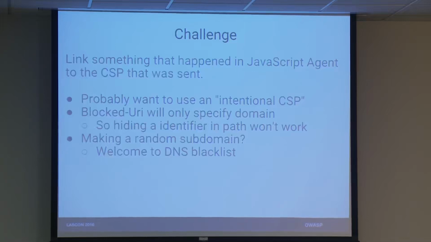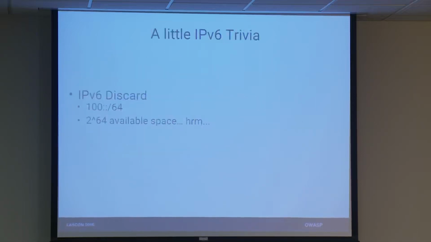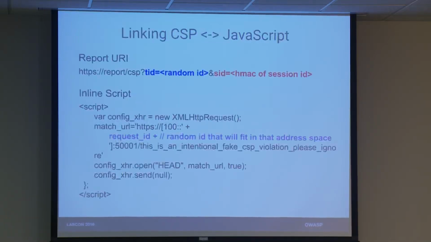And making a random subdomain provides an identifier in the blocked URI, but then we're going to cause a bunch of DNS problems, caching, and we're probably going to get blacklisted somewhere because we'll look like a piece of malware. So it's a little bit of IPv6 trivia. There's a discard address space. It's 2^64 addresses. It is not routable. So we wondered what happens if you make a CSP violation to this, or a connect source to this. And so what we do is we build our request ID so it fits in that space. We make an intentional violation to that space.